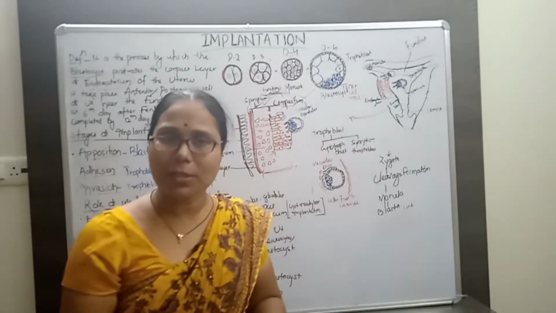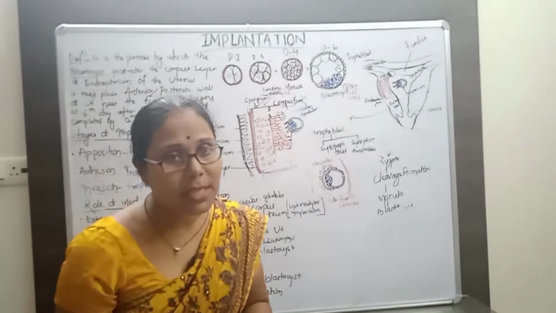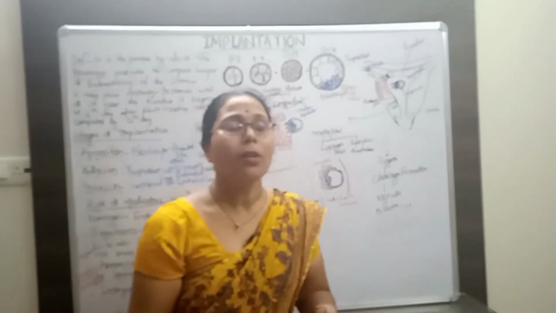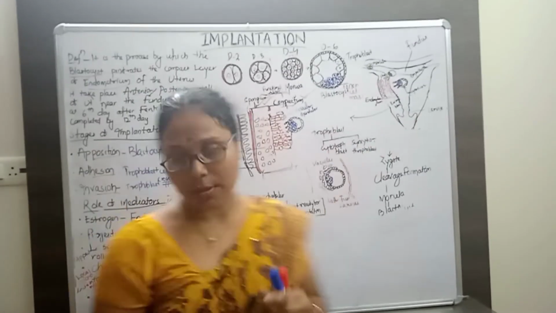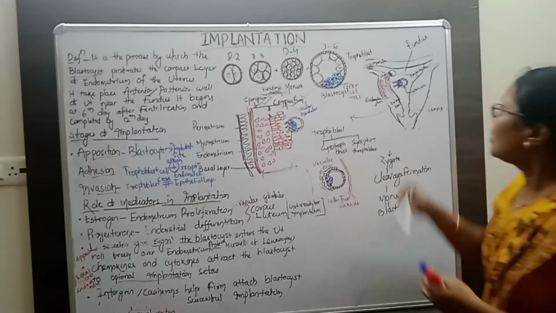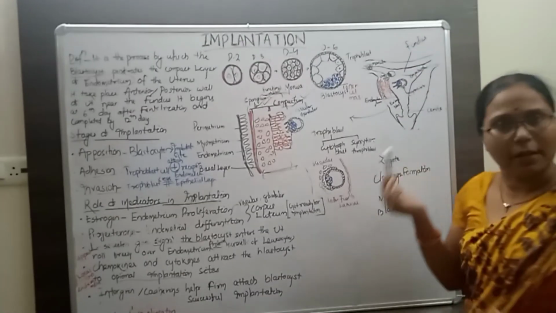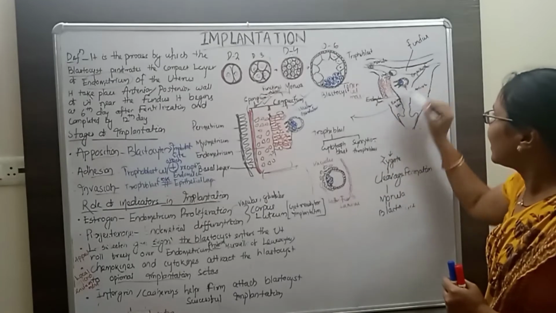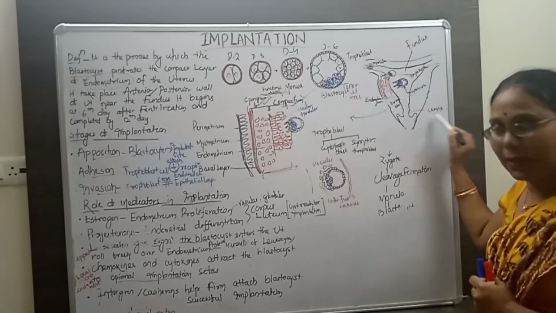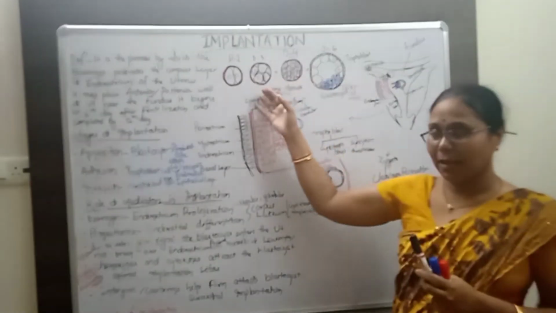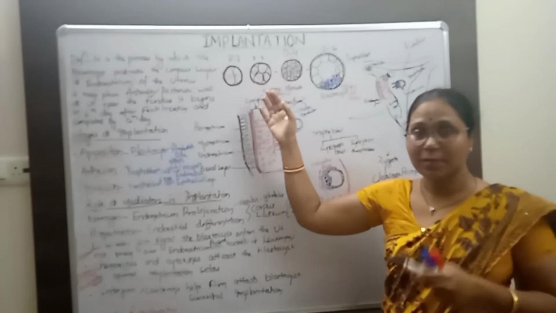So where does the implantation take place? Implantation takes place in the uterine cavity. So this is the structure of our uterus. The upper part is called the fundus of the uterus, and this is the uterine cavity, and this is the cervix.